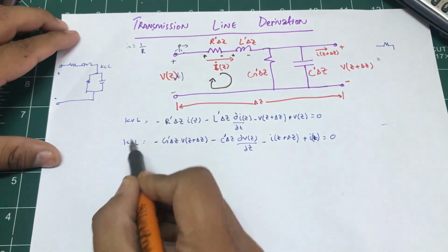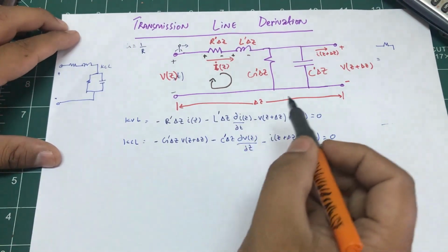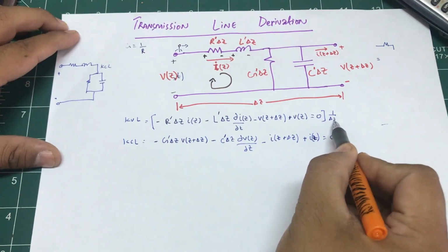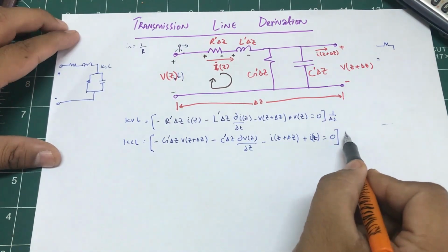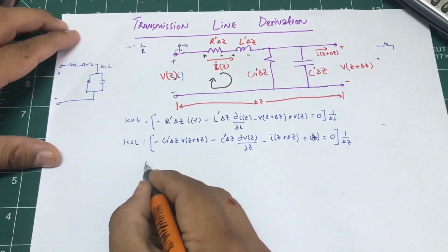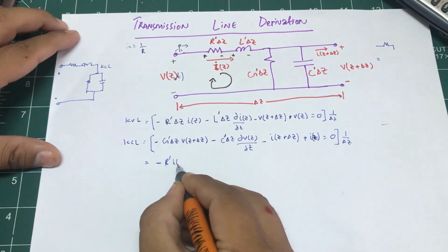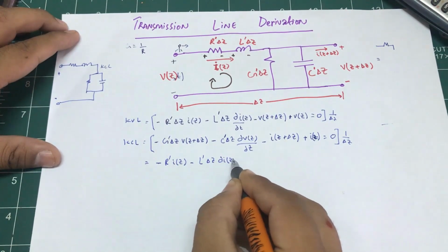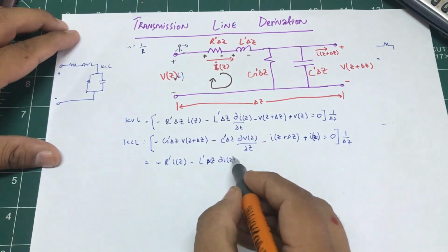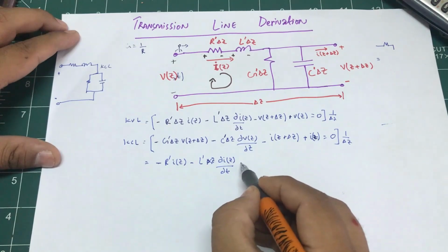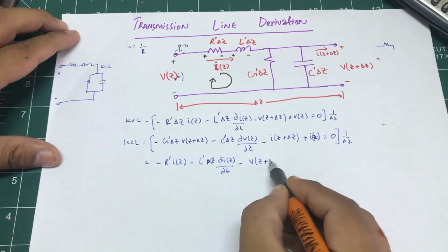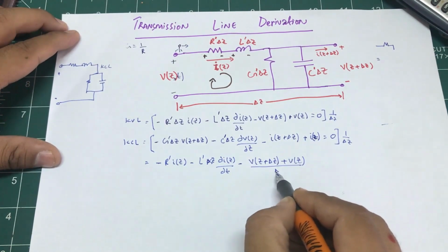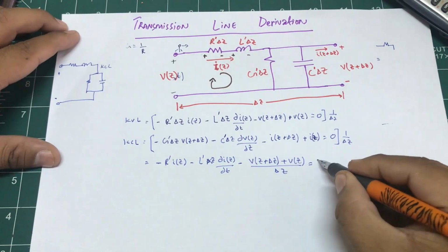Okay. So now let's do this. What do I need to do? What I'm going to do now, let's divide the whole thing by 1 over delta Z. So the first equation I'll come up with R' I of Z minus L' delta Z. Oh, sorry, this delta Z will cancel out, dI over dt minus V of Z plus delta Z plus V of Z divided by delta Z is equals to 0.